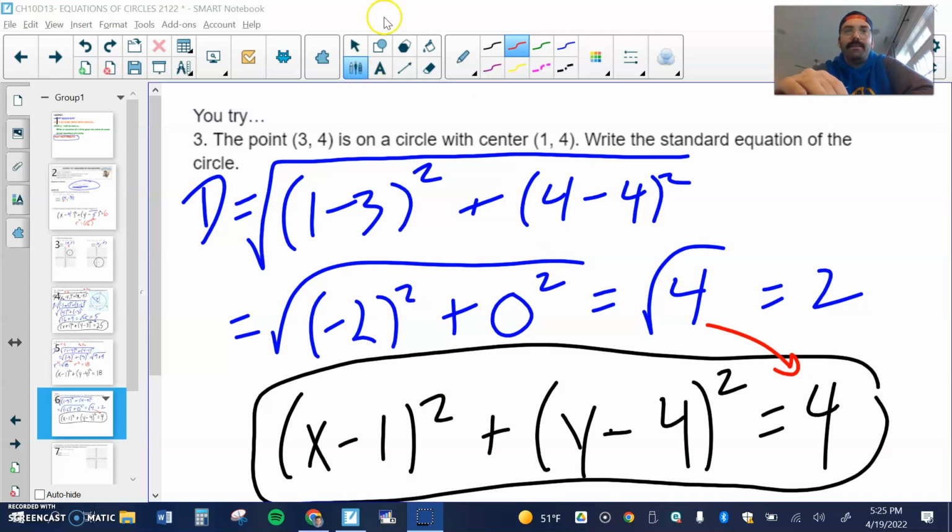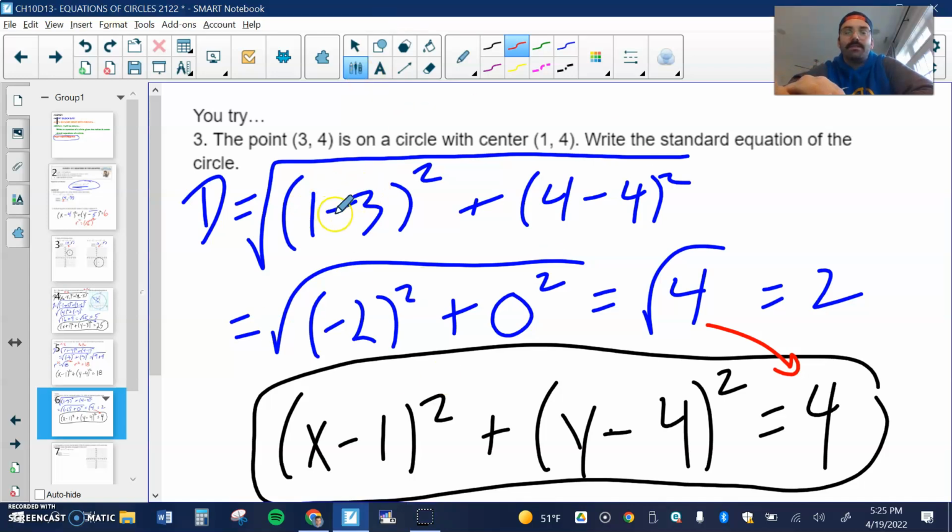So here's what I got. This is my answer. I did x2 minus x1, y2 minus y1. 4 minus 4, these cancel out. 0 squared is just 0. Negative 2 squared is just 4. Remember, negative 2 times negative 2 is 4. Could I have jumped right to here? Yeah, I could have, and just gone root 4. So r squared is just 4, and this was my equation.